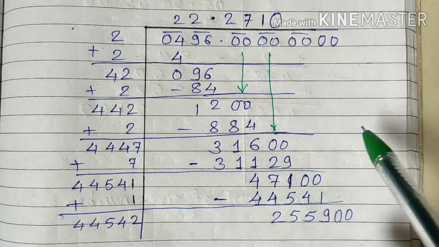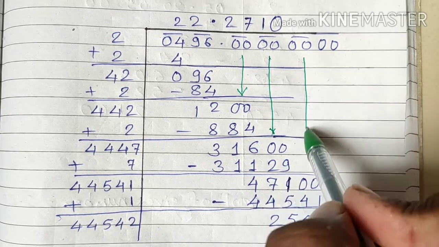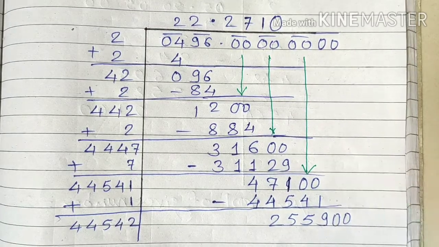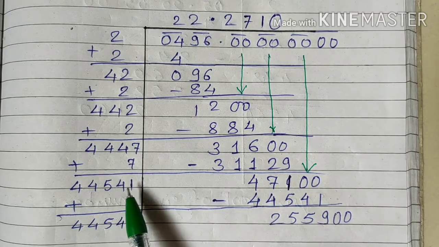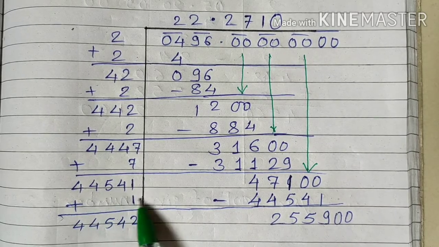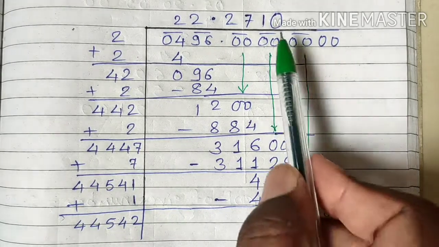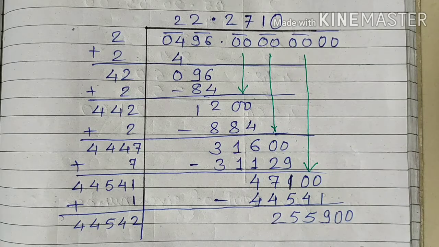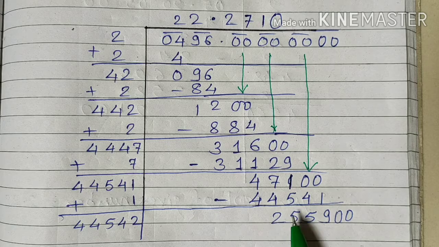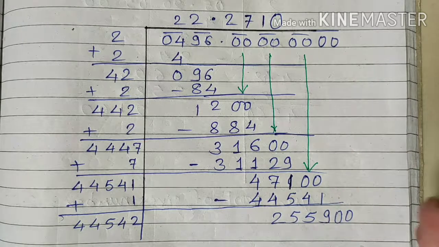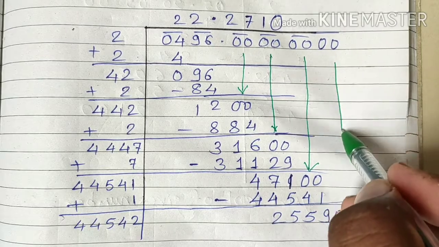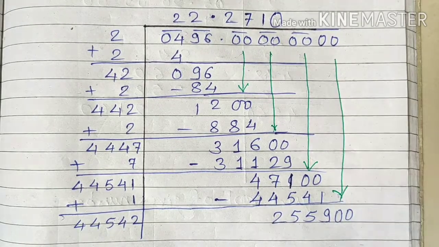Again the next pair will come down, this. Okay, so it becomes 47100. So take a 1 here because multiplying with 1 we get the same, so add 1 above also. Okay, now subtraction gives us 2559, and this 00 will come down, which is our last pair. Okay, it will come down.